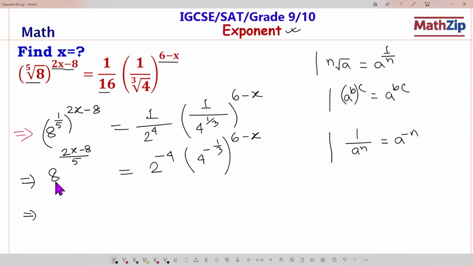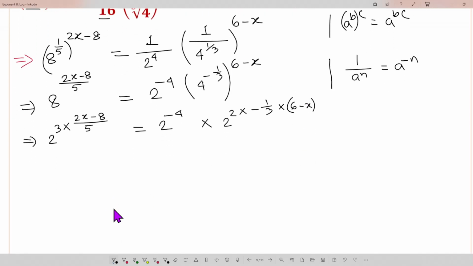now here is 8. This one we can write 2 to the power 3 times (2x minus 8) divided by 5, equals 2 to the power minus 4 times, this 4 we can write 2 squared, and then times minus 1 by 3, and the power is (6 minus x). Okay, now look, if we synchronize, it means 2 to the power, it will become 3 times 2, it means 6x minus 3 times 8, it means 24, divided by 5.